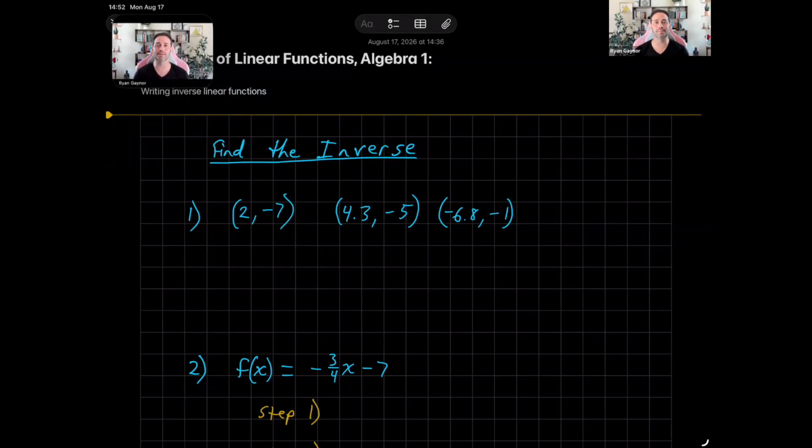Today we're going to be learning about equations of linear functions from Algebra 1. What is an inverse function, right? How to create an inverse function.